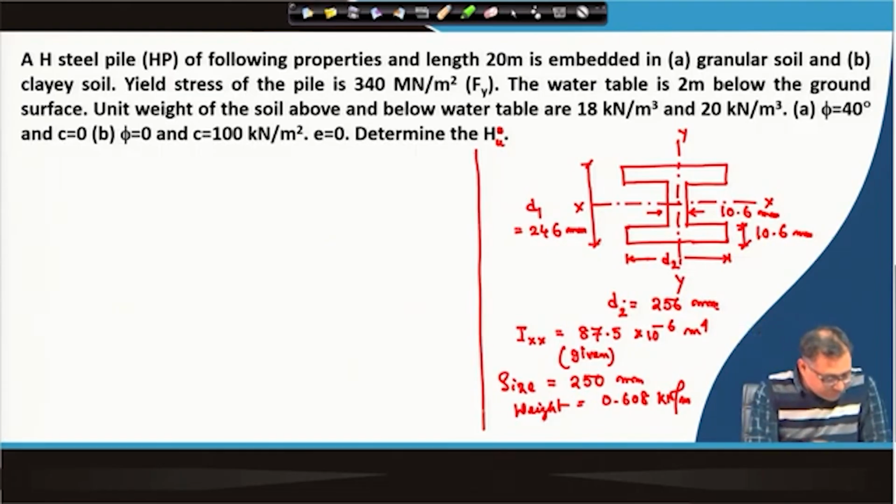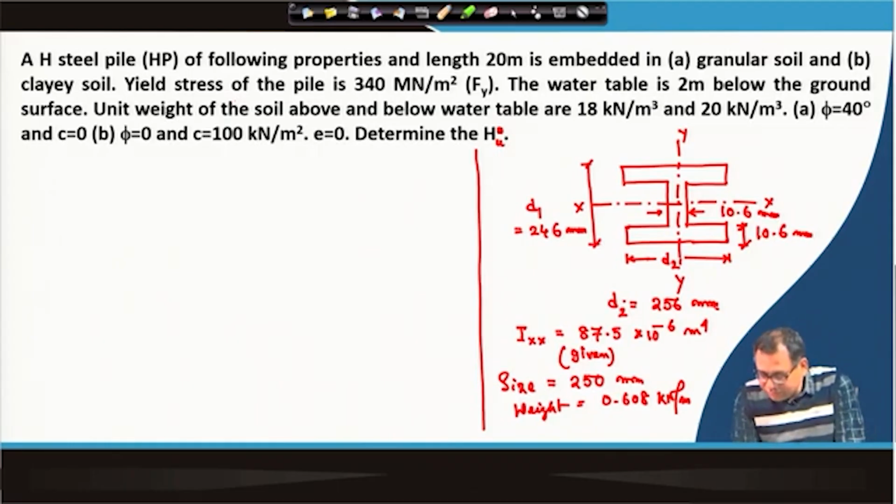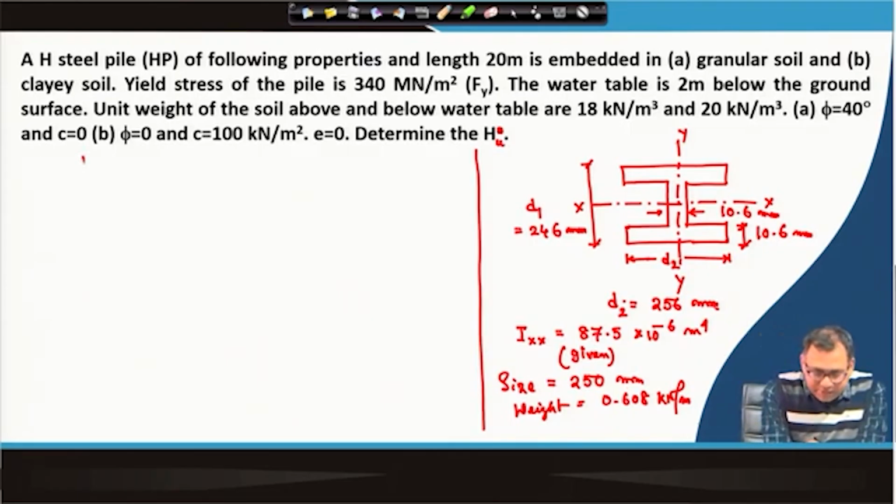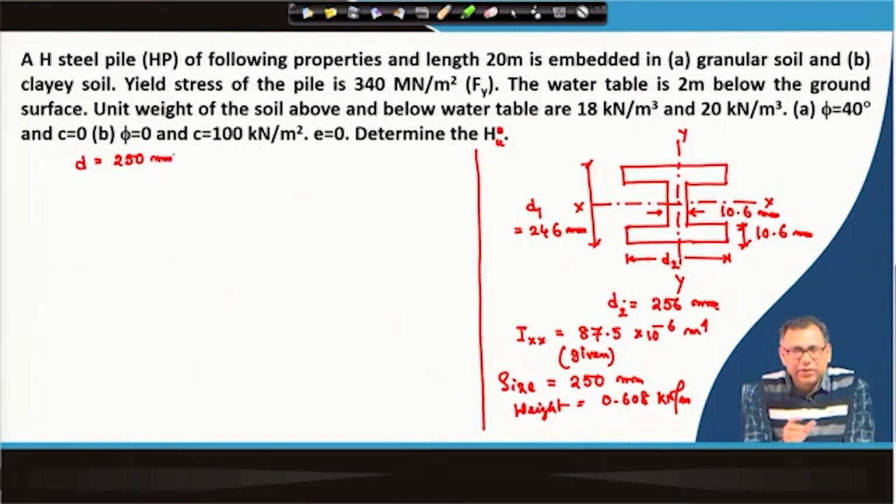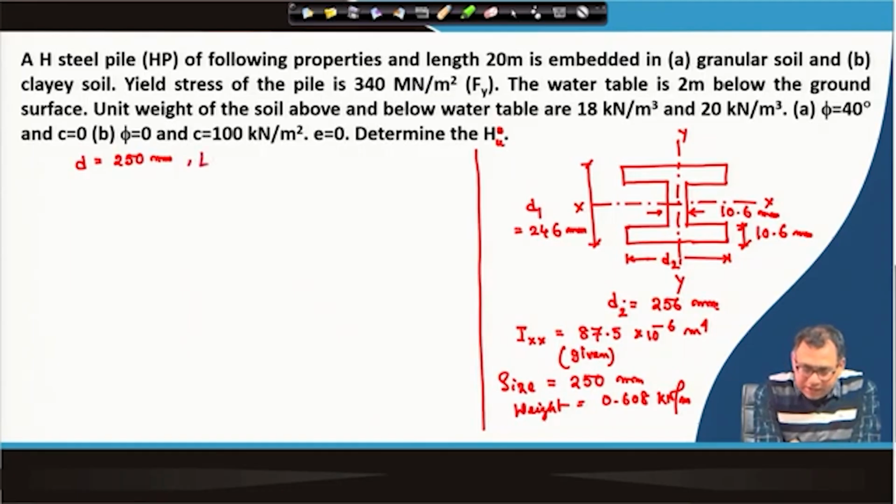That is HU. Before I calculate the HU, we should know the yield moment, because whether it is a long pile or a short pile, based on that you have to use the yield moment. The size is given as 250 millimeter, so that means we take the diameter as 250 millimeter, because size means the equivalent width or diameter. And L is given here as 20 meter.